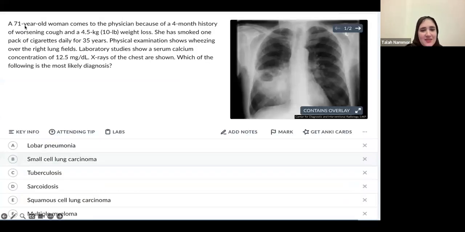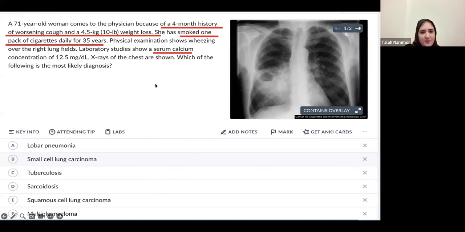Yalla. A 71-year-old woman comes to the physician because of a 4-month history of worsening cough and a 4.5 kilogram weight loss. She had smoked 1 pack of cigarettes daily for 35 years. Physical examination shows wheezing, and serum calcium concentration is increased. Yalla, what's the answer? It's clear. E, right.